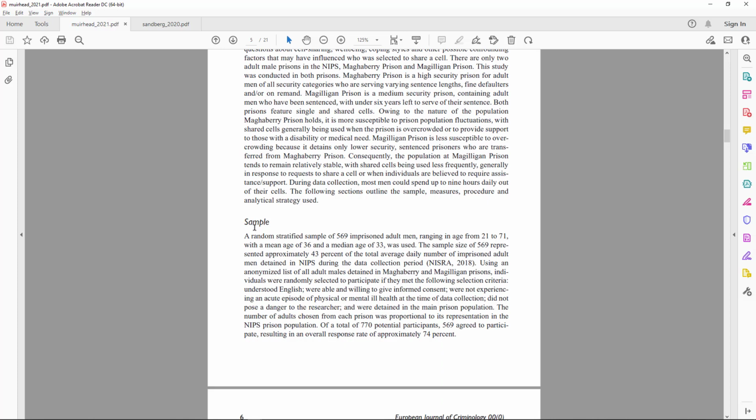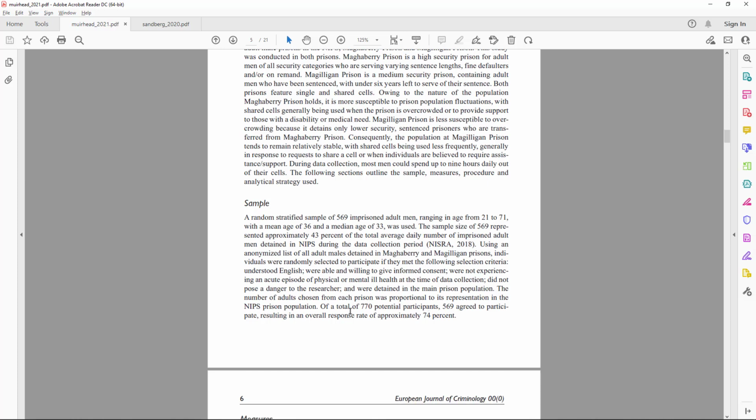In this one, we see here the sample is a random stratified sample. This falls into the category of probability sampling. So they sample amongst imprisoned adult men, age range 21 to 71, mean age 36, median age 33. And they give details of the sample, where they obtained the sampling frame through the NIPS, the Northern Ireland Prison Service. And then they talk here about the response rate and so on. So response rate being the percentage of those who responded to the survey relative to those who were issued a survey.